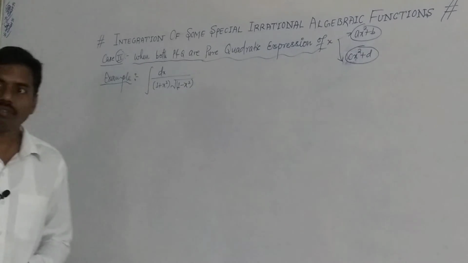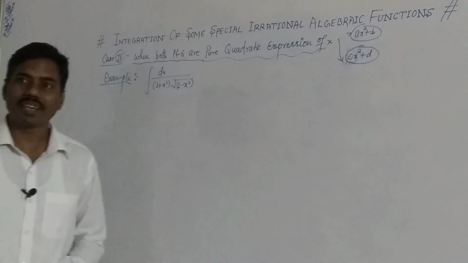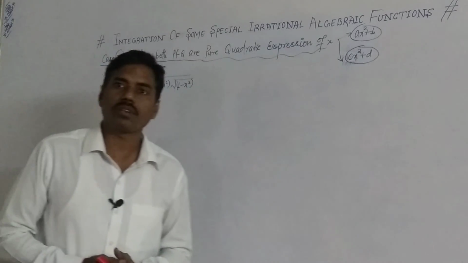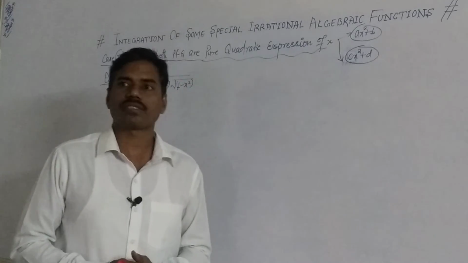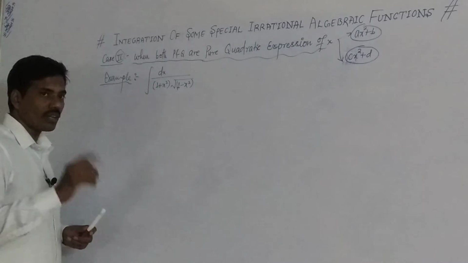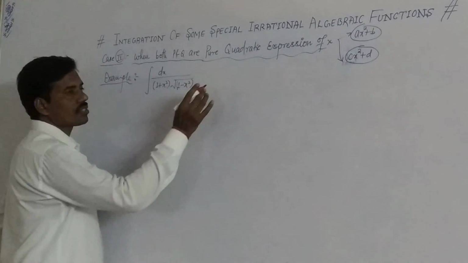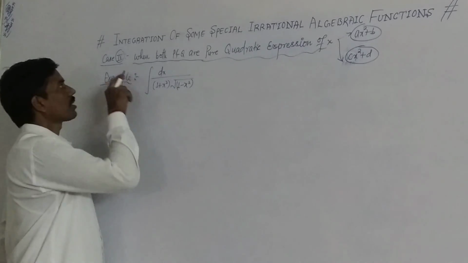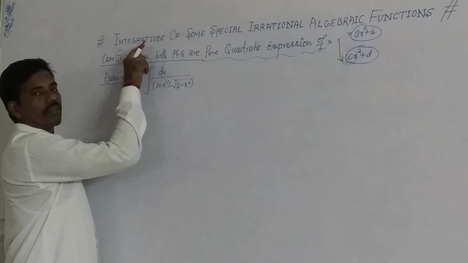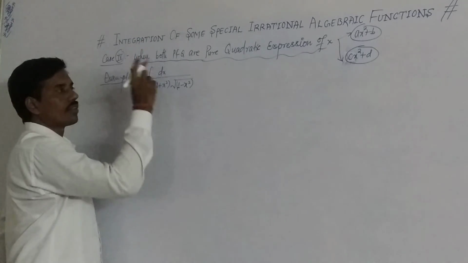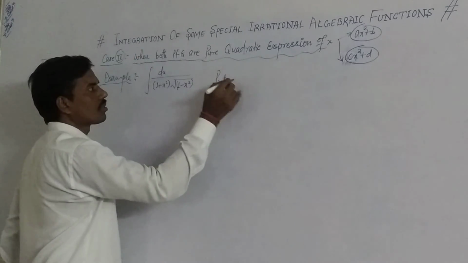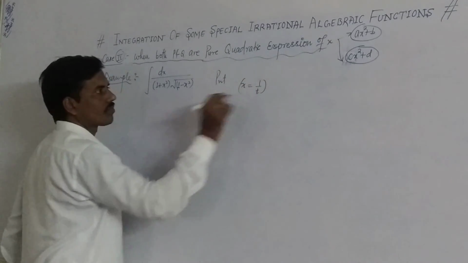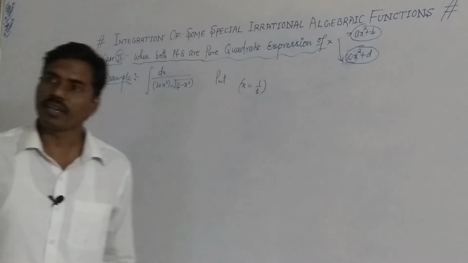So how can we find the integration of such type of integral where two quadratic expressions are present in the denominator of a fraction? Okay, students, we know that in this type of integral we have to follow our case 4 of this type of integration. Here we have to substitute x is equal to 1 by t.